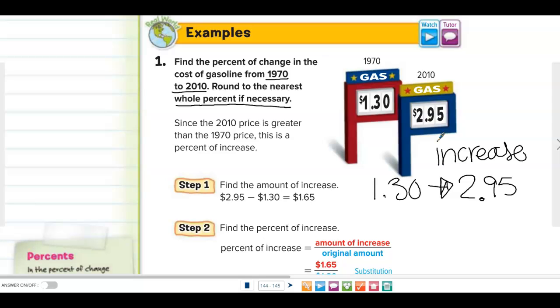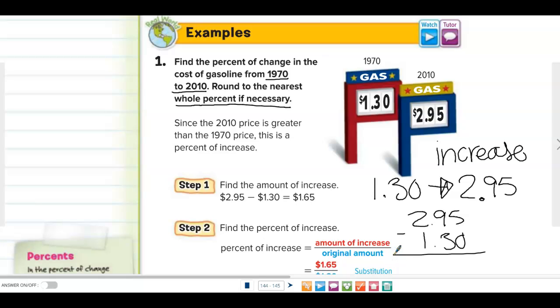Caden, what do you think? Would it be divide 2.95 by 1.30? Why do you want to divide? I don't know. Okay, that's good. We're trying to figure out the difference between these two. So what does difference mean? Subtract. So we're going to subtract. Okay, so we would take $2.95 and subtract $1.30. We're always going to take our bigger minus our smaller.